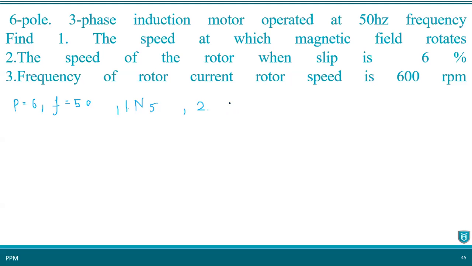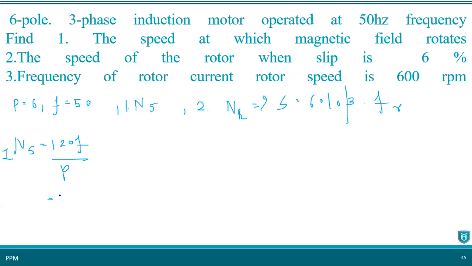The speed of the rotor, so NR, we need at S equal to 6%, and third, we need the frequency of rotor current, FR. The simple equation for NS is equal to 120 F by P. 120 into frequency, which is 50, number of poles are 6.